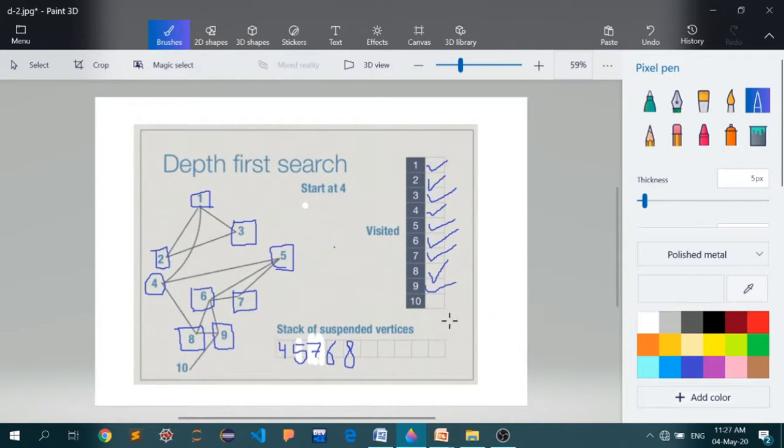Now let's head back to the 9. Now 9 has 3 neighbors: 6, 8 and 10. Now 6 has already been visited, 8 has already been visited, so we have only one new node, the 10th node, and as I move on to the 10th vertex, I have to suspend the exploration of 9 for the time being. So I will push it onto the stack and I will mark 10 as visited.